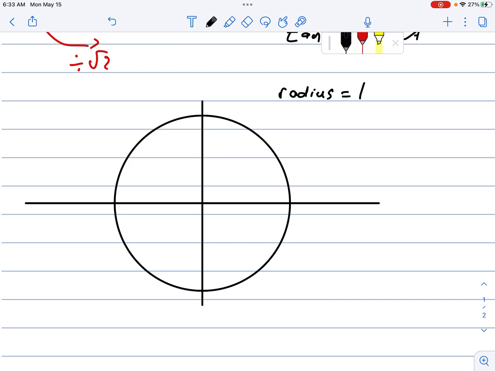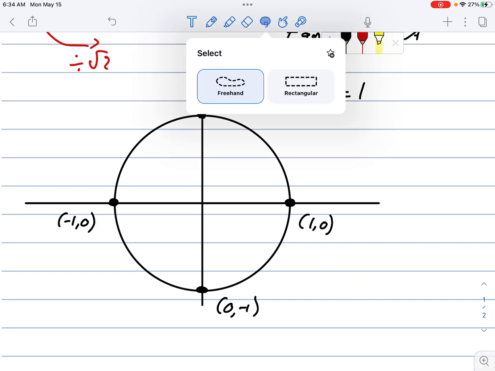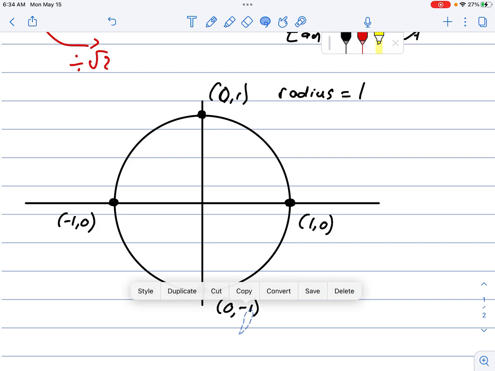If I were to tell you label 4 equidistant points, you have 1, 2, 3, 4. The radius is 1. This is 1, 0. And this is negative 1, 0. And this is 0, negative 1. And this is 0, 1. And so you have a circle with radius 1, and those are the 4 obvious points.